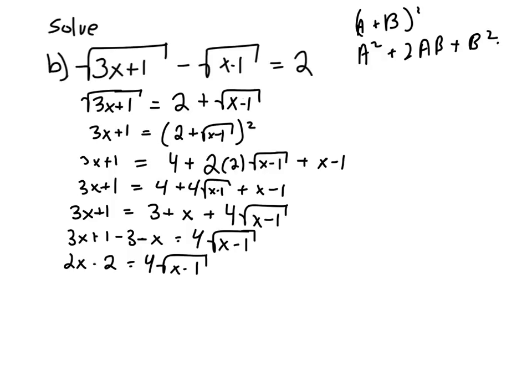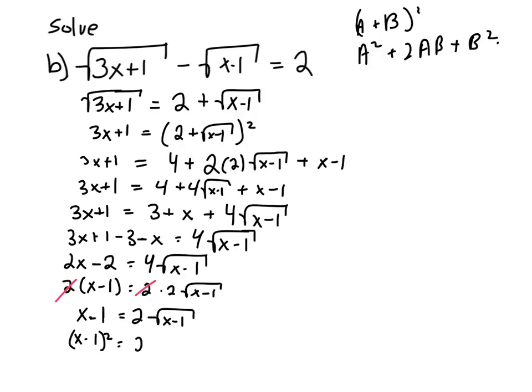I can simplify this a little bit by taking out a 2. So 2 times (x minus 1) equals 4 times the square root of x minus 1, which is 2 times 2 times the square root. Now I can divide both sides by 2, and this 2 cancels. So I end up with x minus 1 equals 2 times the square root of x minus 1. Now that I have that isolated, I can square both sides.